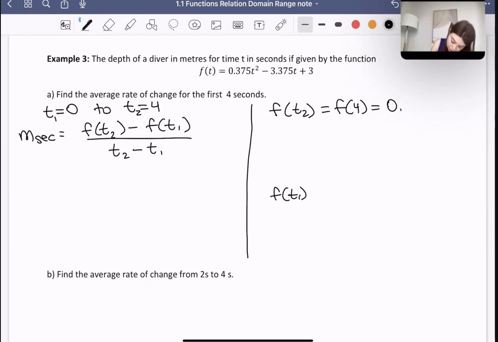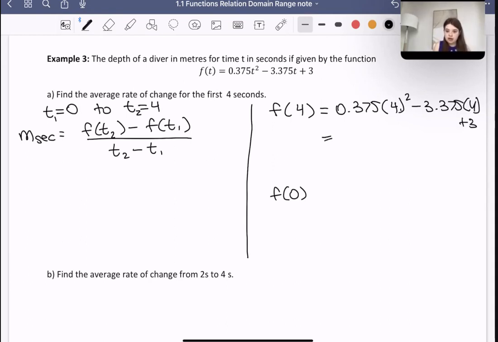which is 0.375 times 4 squared minus 3.375 times 4 plus 3. Actually, let's give ourselves more space here. And if we punch that in our calculator, we get 6 minus 13.5 plus 3, which is negative 4.5.